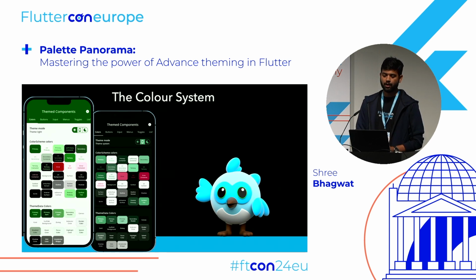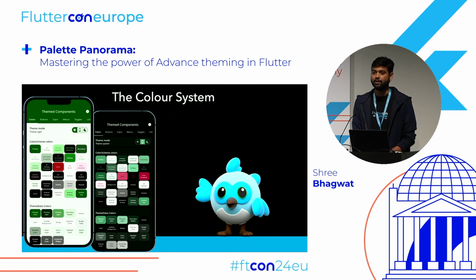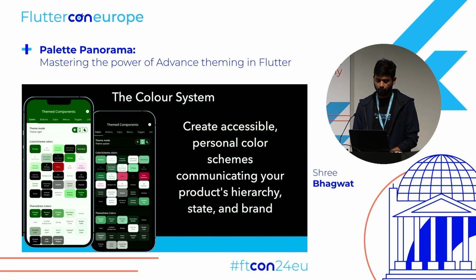Okay, so the color system. Color system means the general look and feel of your application, how the colors are aligned, what kind of colors you will see on the app bar, what kind of colors you will see on the button, how the text would be. Everything that you see with your eye over here will come under the color scheme. And then we have a light theme and a dark theme, or you can have multiple themes as well, like red, blue, green, whatever suits your eye or your UI developer has designed for you. The color system creates accessible personal color schemes, communicating your product's hierarchy, state, and brand.